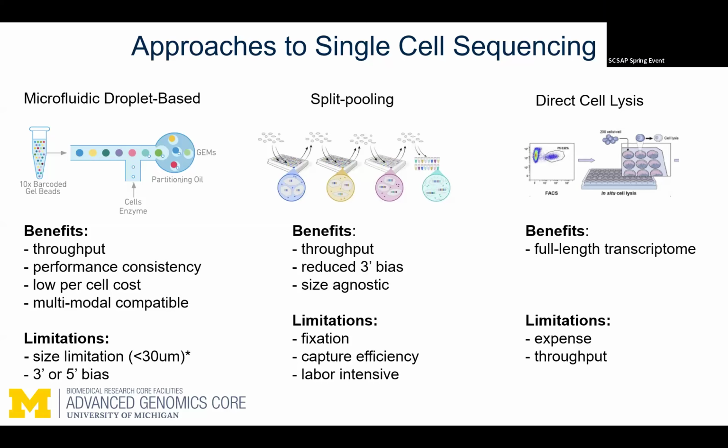And then direct cell lysis, I'm not going to talk about later in this presentation at all. Just know that we can do this. This is based on picking individual cells by needles or pipettes or flow cytometry and dispensing it into a 96 well plate.